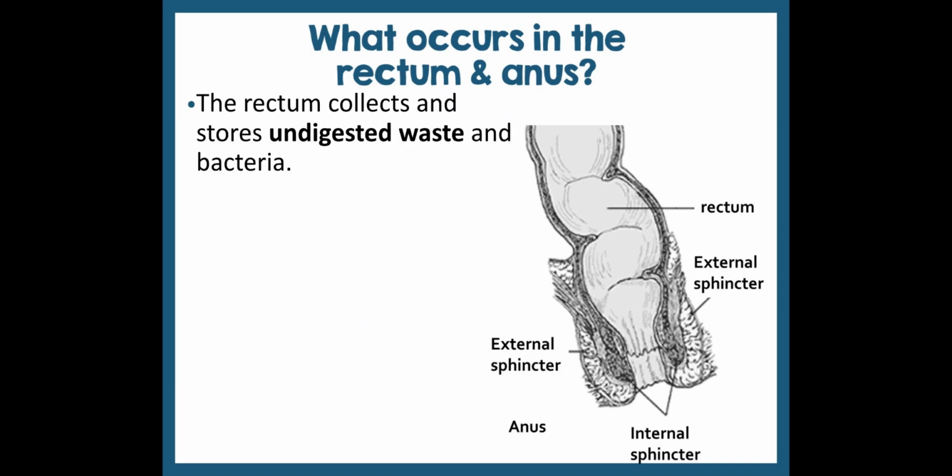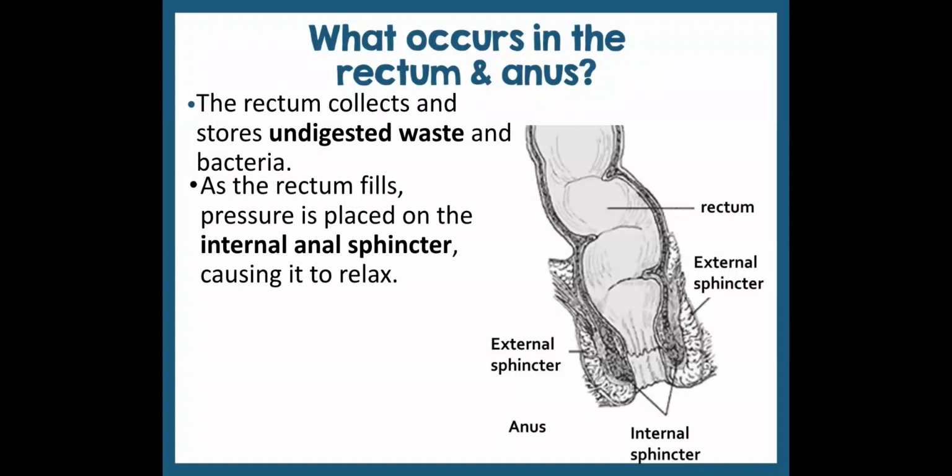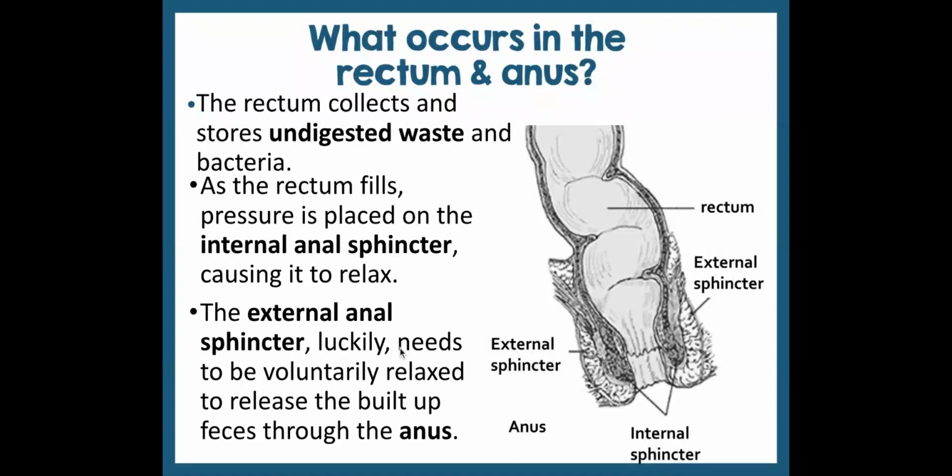Okay, so once in the rectum, it has the following function: it collects and stores any undigested waste and bacteria. And as the rectum fills up, pressure is placed on the internal anal sphincter, which is labeled in the image here. Now, the external anal sphincter needs to be voluntarily relaxed in order to release the built up feces through the anus.